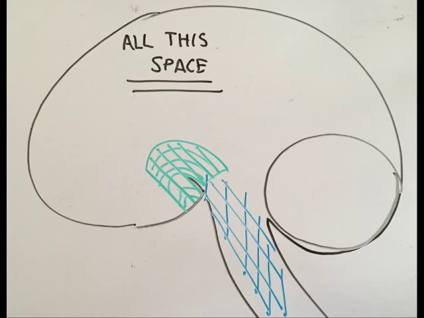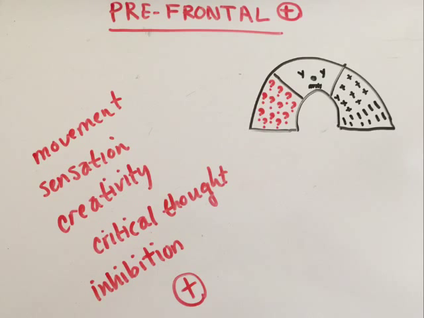So we talked about that base piece, but look at all this space on the top of that sagittal section we're looking at. What do we do with all that space? Well, we fill it with connections that help us with movement, sensation, creativity, critical thought, inhibitions, and all of those other higher order functions that we're going to need through adulthood.